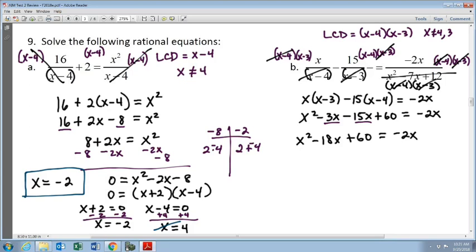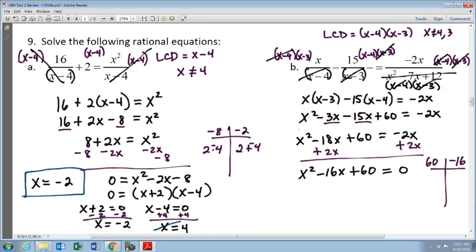So finally, everything's simplified. Since this is quadratic, notice the x squared term, we need to get 0 on one side, so let's add 2x to both sides. And when we do that, finally we've got this nice quadratic equation, x squared minus 16x plus 60 is equal to 0. So we need two numbers that multiply to 60 and add to negative 16.